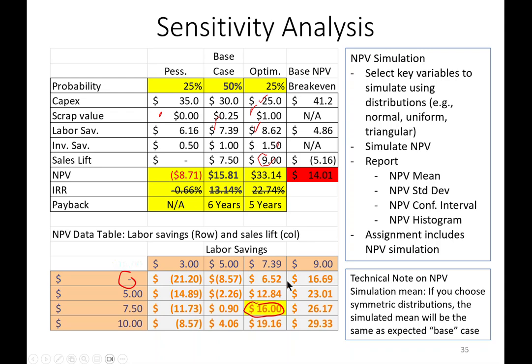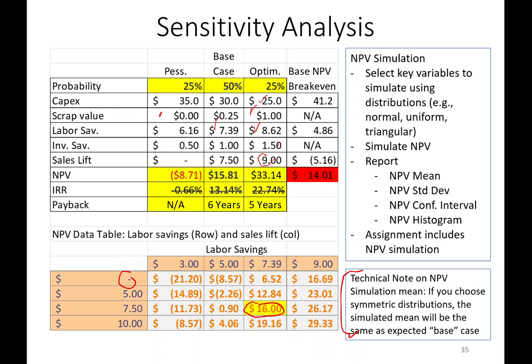Just a technical note here I put here. If you do a simulation and all your stochastic or probabilistic variables are symmetric, meaning if you choose normal distributions for all your variables, or if you choose a uniform distribution where the expected value and the high and low are symmetric, so maybe you expect 10 and it could be 15 or 5, that's symmetric. Or you use a triangular where it's a perfect triangle where the center of the triangle is between the base points.